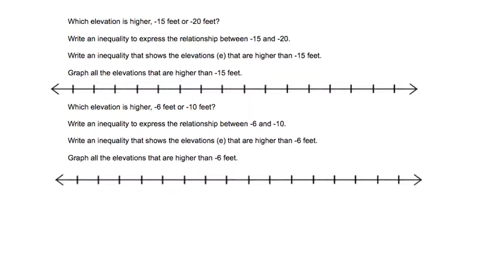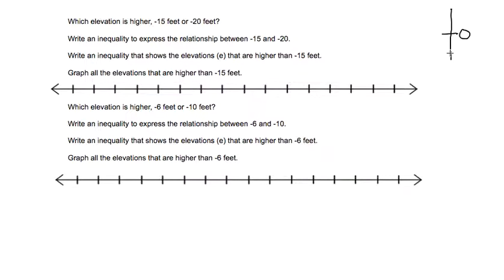So if we're asked which elevation is higher, negative 15 feet or negative 20 feet. If we're looking at elevation, we know we're talking about a number line. If we want it horizontally, we could choose it that way, or we could have a vertical number line. In this case, our number line elevation or sea level is going to be at 0.